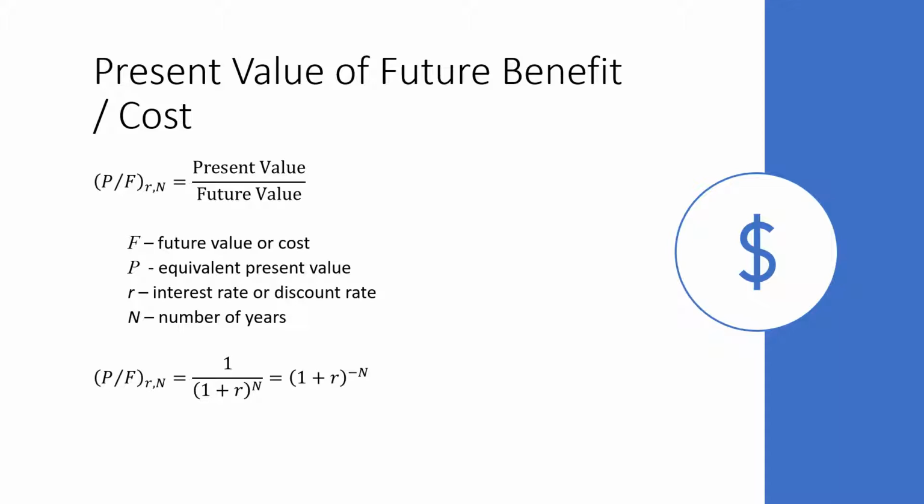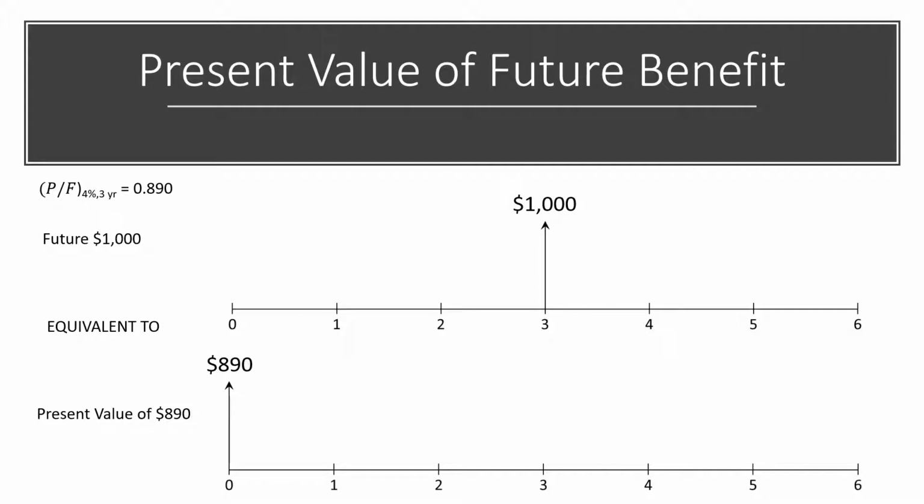And so you could code this into Excel, for example. And there are also charts, and I'm going to show you in a minute. There are tabulated charts. Before we had spreadsheets and computers, frequently people used these charts, and they still can be very useful even now. So here's an example. The P over F at a 4% interest rate or discount rate, 3 years in the future, equals 0.890. So we're going to multiply that by our $1,000 future benefit, and we're going to say the present value is $890. So this future $1,000 is equivalent to a present value of $890.